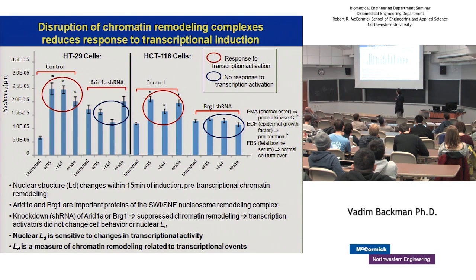So this is the disorder strength, and you can see when you activate transcription, disorder strength goes up, indicating essentially concurrently with the chromatin remodeling. So it's an indication that chromatin gets remodeled.